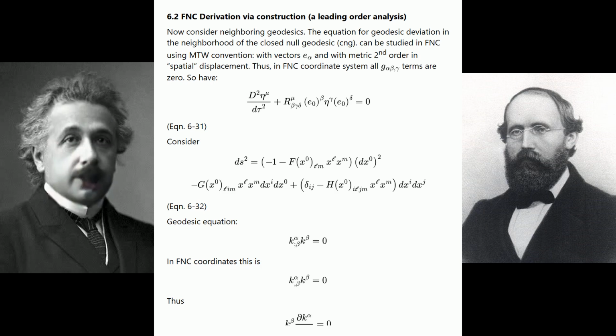6.2 FNC Derivation via construction, a leading order analysis. Now consider neighboring geodesics. The equation for geodesic deviation in the neighborhood of the closed null geodesic, CNG, can be studied in FNC using MTW convention, with vectors E sub alpha and with metric second order in spatial displacement. Thus, in FNC coordinate system all G sub alpha beta comma gamma terms are 0. So have equation 6-31. Consider equation 6-32.